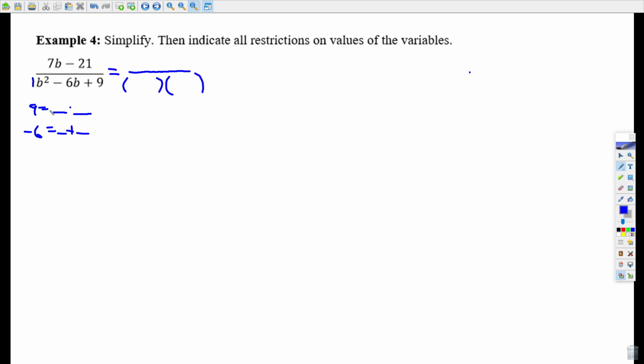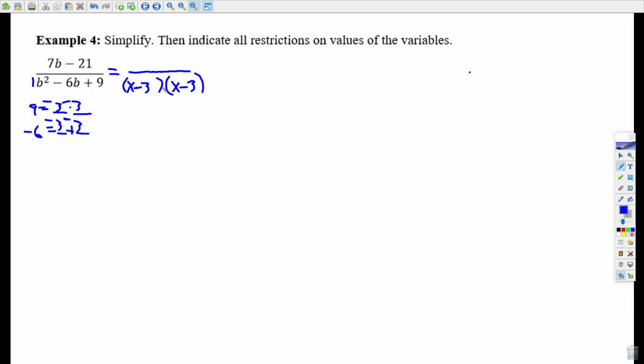All right, you might be able to figure that out in your head, hopefully. That would be 3 times 3, except for the fact that we have to have -6. So they're both negative. There we go, something like that. Okay, then we're going to fill in the blanks here. X minus 3, x minus 3.